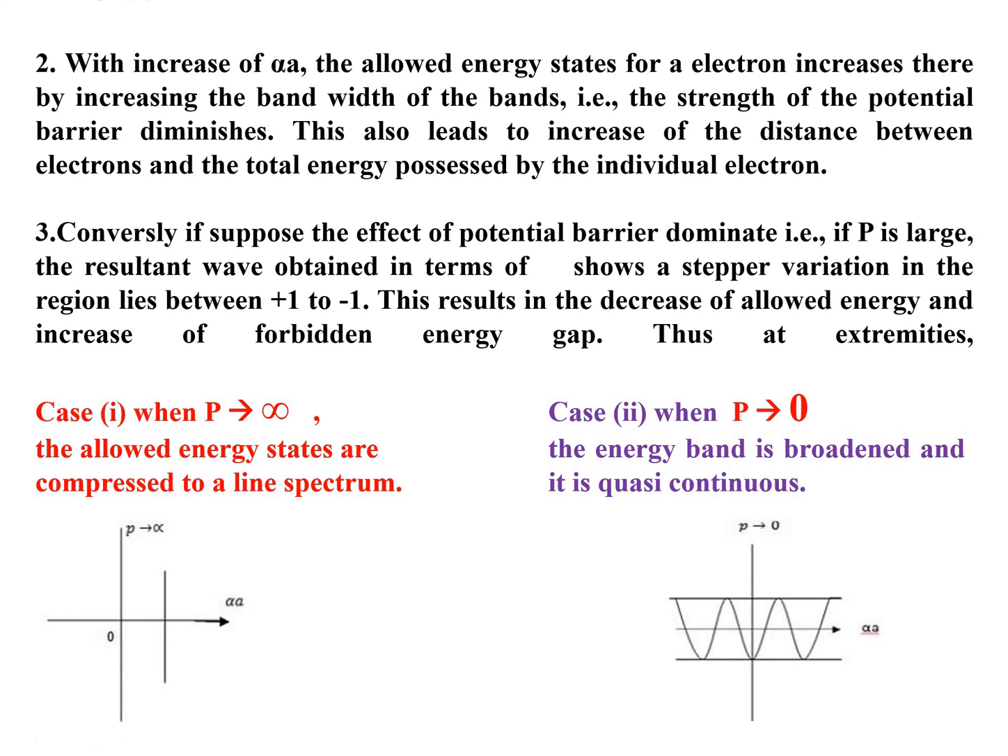Then the third point that we can discuss is the value of P, that is the scattering power of the well. We can have two values for P. One is 0, the other one is infinity. When the scattering power of the well is infinity, the electron from the well cannot escape. That is, it is bound to the well.